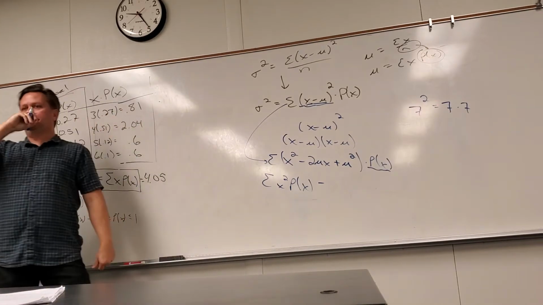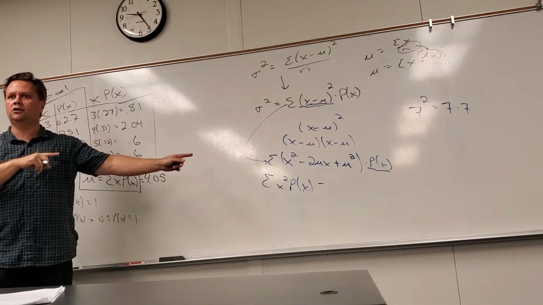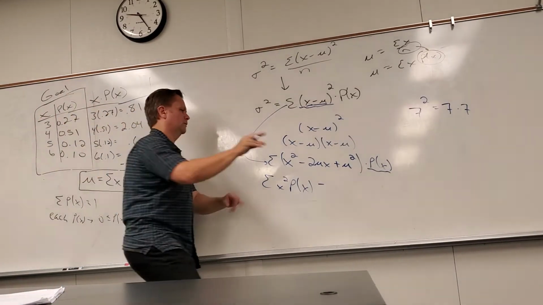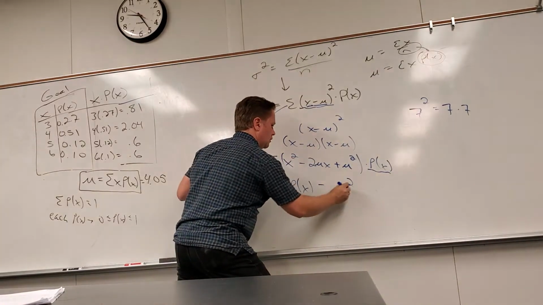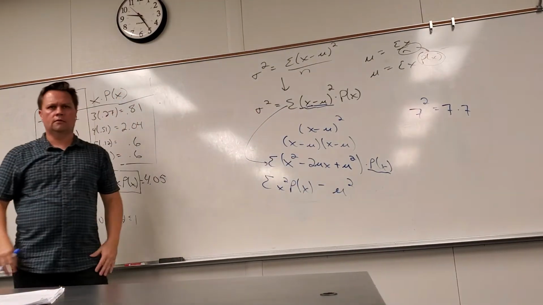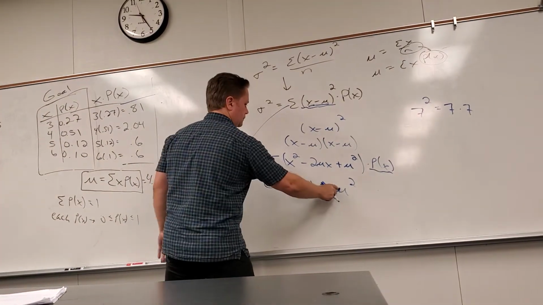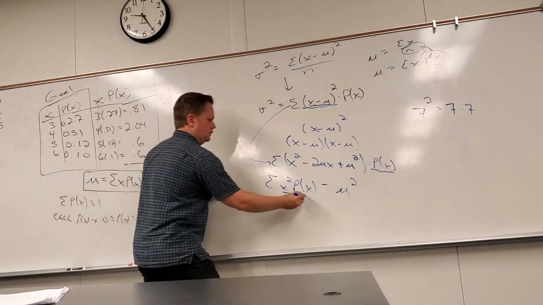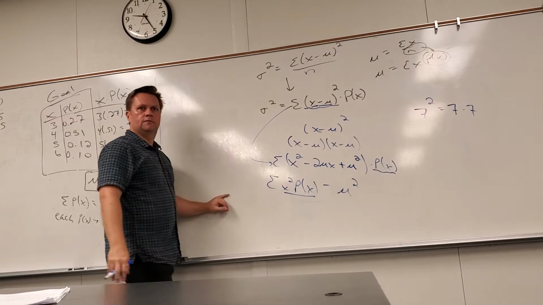Now, believe it or not, and this is the part you don't have to accept, you can come and say, show it to me. I'm just not going to do it right now. All the other stuff becomes this. So it's the sum of these minus the square of the mean.